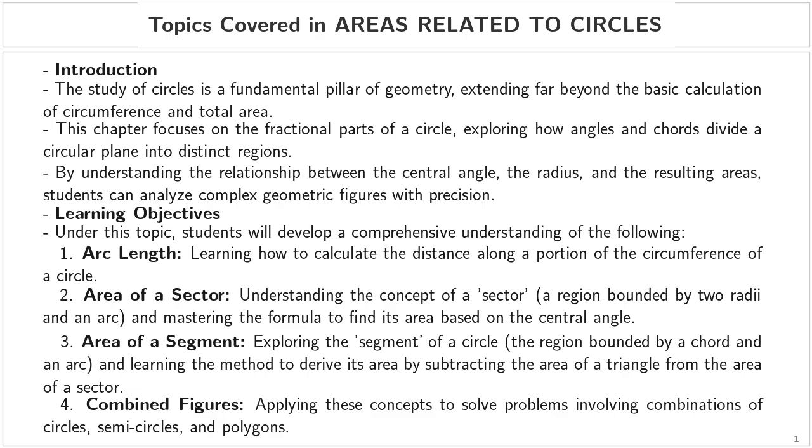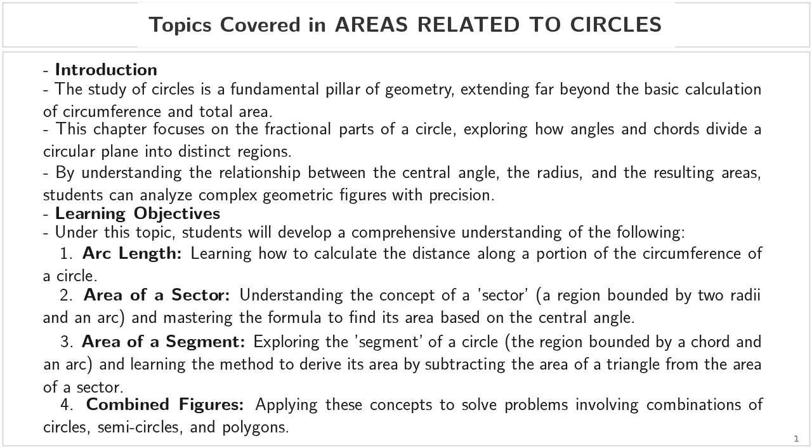To guide our study, we have 4 primary learning objectives. First, we will learn how to calculate arc length, which is the distance along a portion of the circumference. Second, we will explore the area of a sector, that is, the region bounded by 2 radii and an arc. Third, we will tackle the area of a segment, which is the region between a chord and an arc.